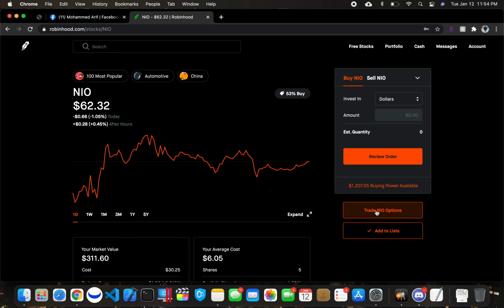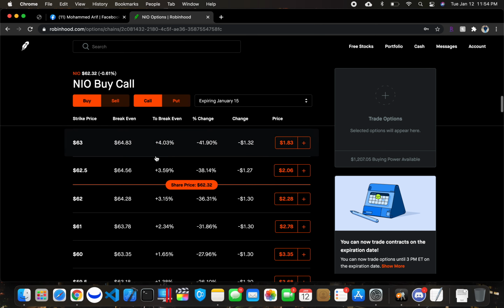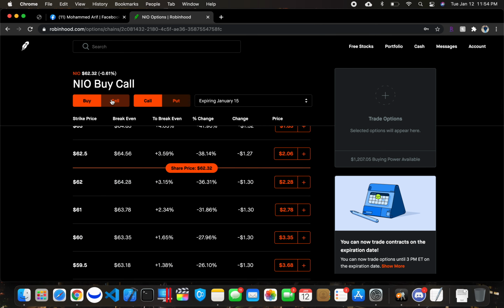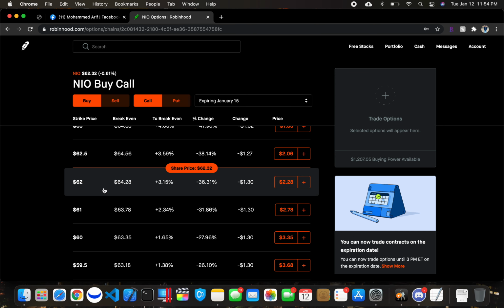If you click on trade Neo options, you will see a bunch of dates, and on the top you will see buy, sell, call, put, and then expiring. This is the expiration date. Remember, all stocks with options have an expiration date. This is not your regular day trade where you buy a stock. This is completely different, and it's strategy-wise call options. That means they do expire. Let's say you buy this call here, and I'll explain why.